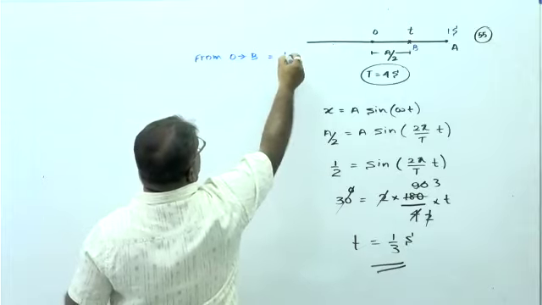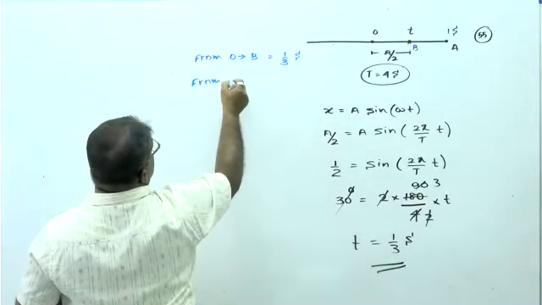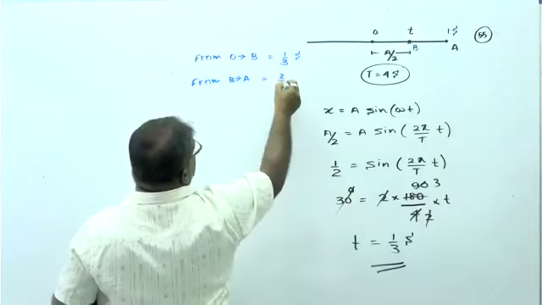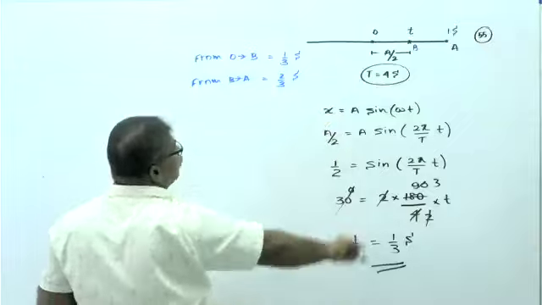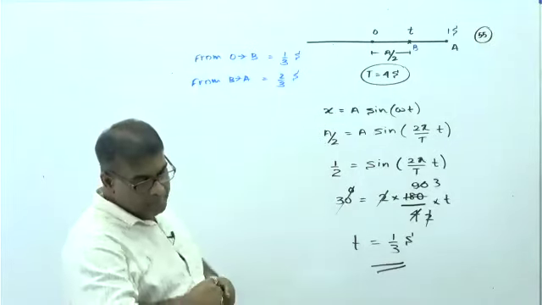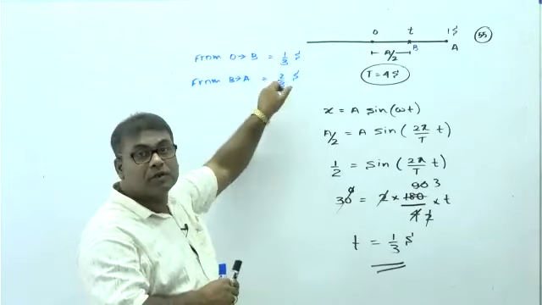Let this point be B. From O to B is 1/3 of a second, and from B to A is 2/3 of a second from the whole journey. No? Yes, done. Then the answer is this one: 1/3 of a second and 2/3 of a second.